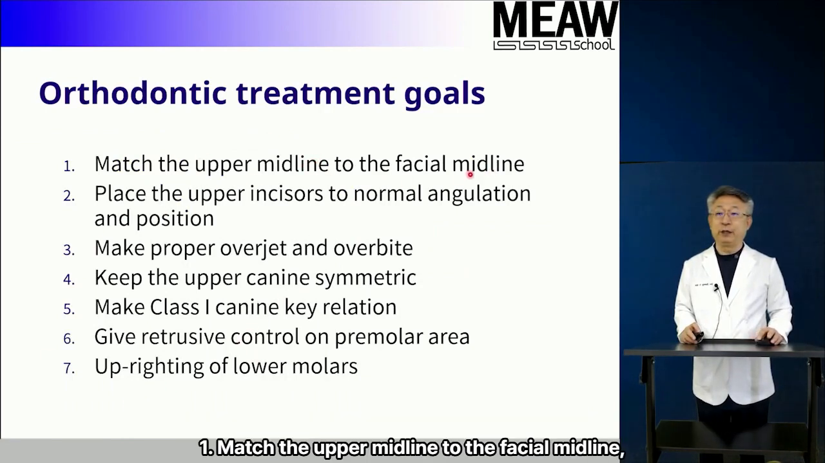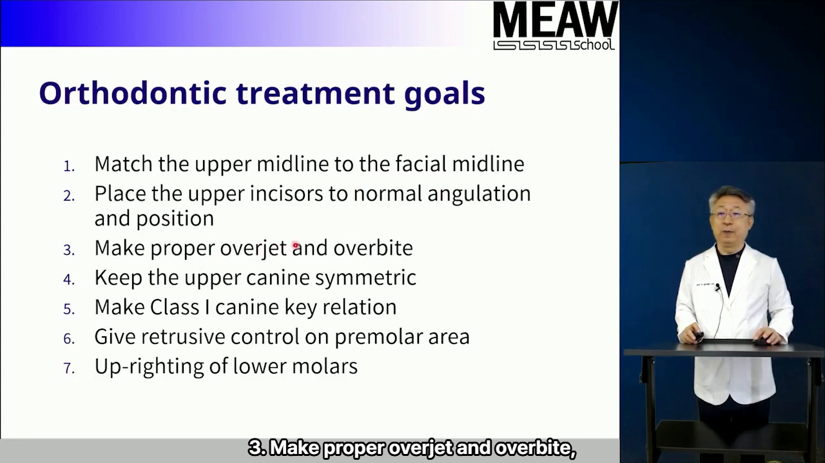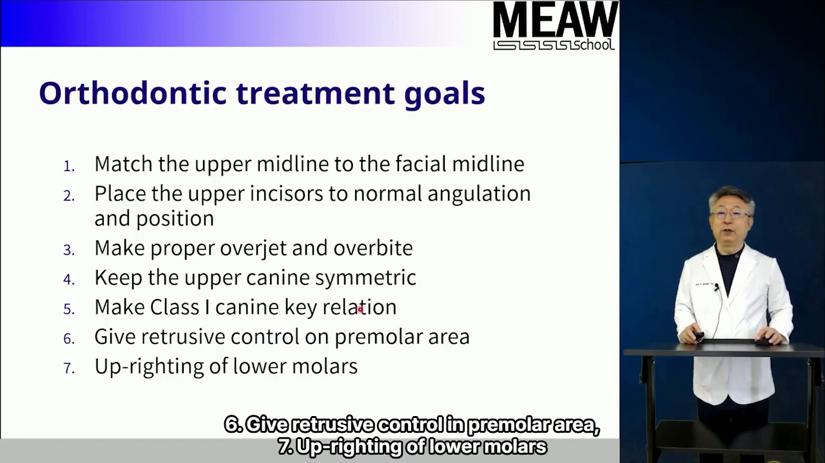1. Match the upper midline to the facial midline. 2. Place the upper incisors to normal angulation and position. 3. Make proper overjet and overbite. 4. Keep the upper canine symmetric. 5. Make class 1 canine key relation. 6. Give retrusive control in premolar area. 7. Uprighting of lower molars.